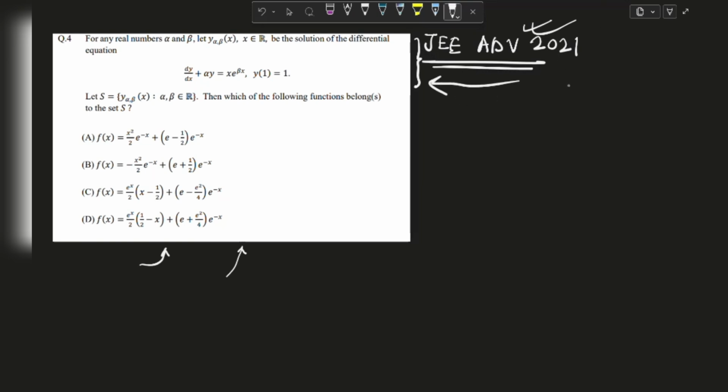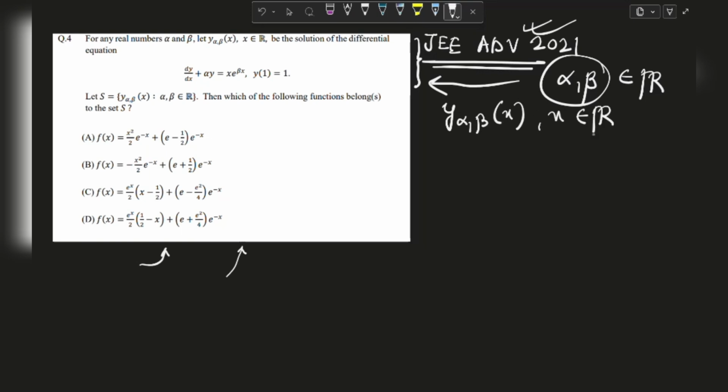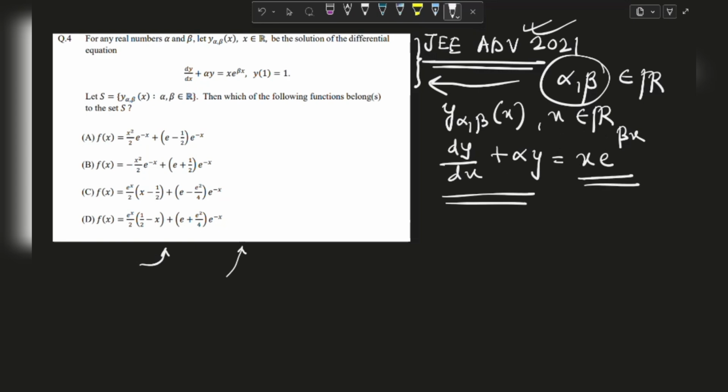Anyways, for real numbers alpha and beta, both of them belong to real, let y alpha comma beta be a function of x, where x belongs to all real, and let this be a solution of this differential equation: dy by dx plus alpha y equals x e power beta x. Now this question is of the sort that when you see this part, you will get pretty happy about what sort of question they have given in Advanced, but when you see this part, you will get a dire shock, because that is where things get pretty complicated.